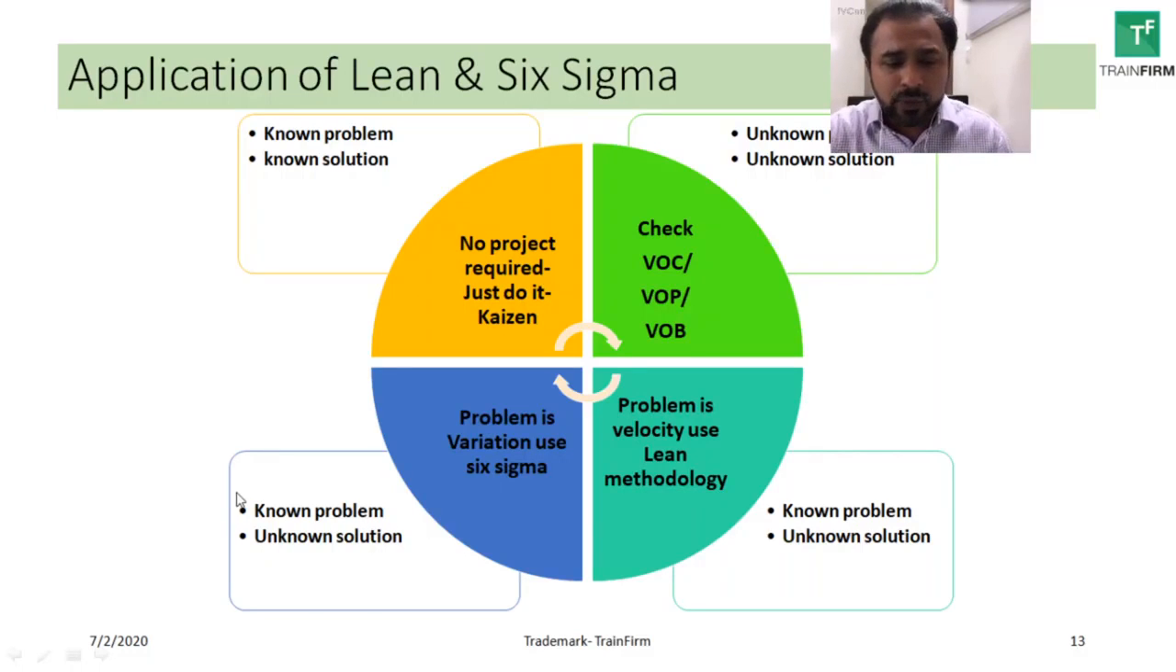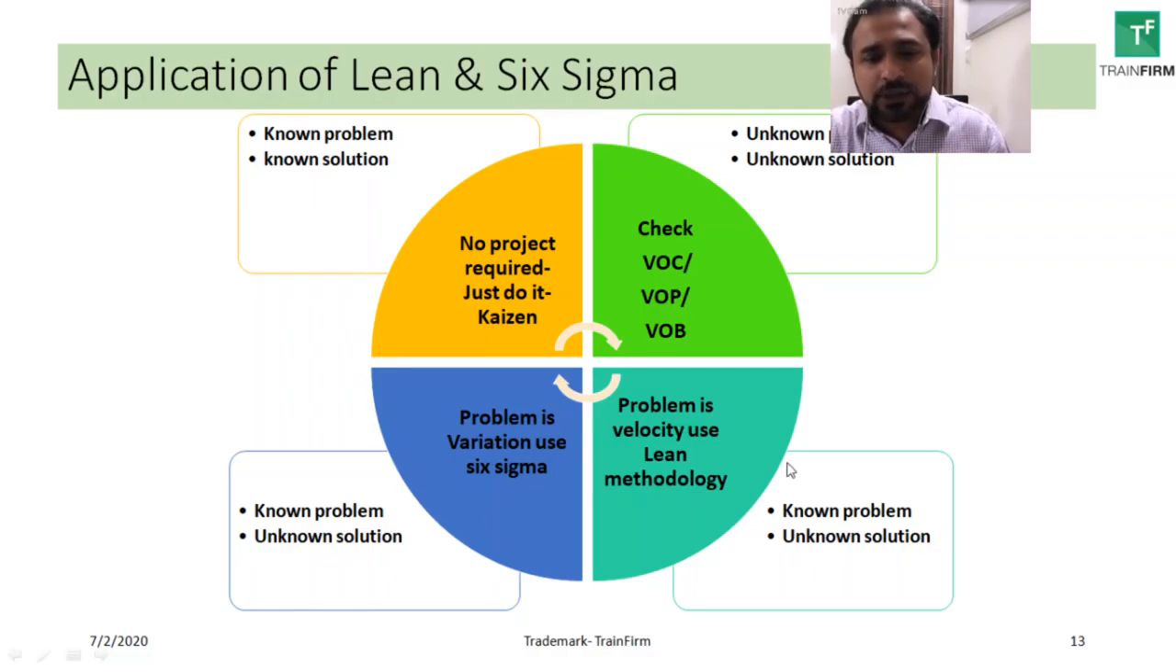Okay. So if a situation is that you know a problem, but you don't know the solution for how to handle that problem. Say, for instance, you know that your quality levels are low in your process, but you don't really know where exactly the problem is and what you need to do to bring it up. So that means that is a problem where you need a project. If that problem is related to variation, then we will call that problem a Six Sigma problem, okay?